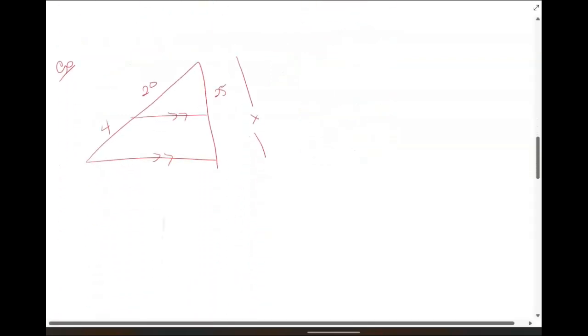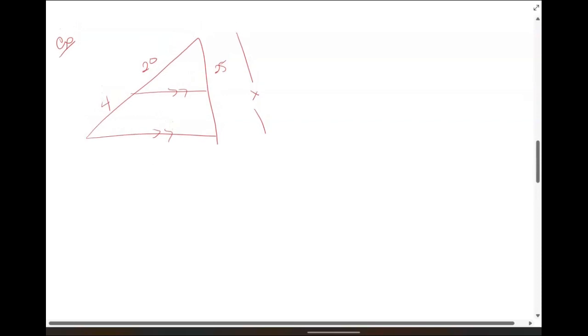Okay, let's do another one here. All right, again, we have a triangle. We identify the fact that we have parallel lines. That's the key. You have to be looking for which theorem we're going to apply. When I see a triangle with parallel lines, then I know that we're going to apply that first theorem.